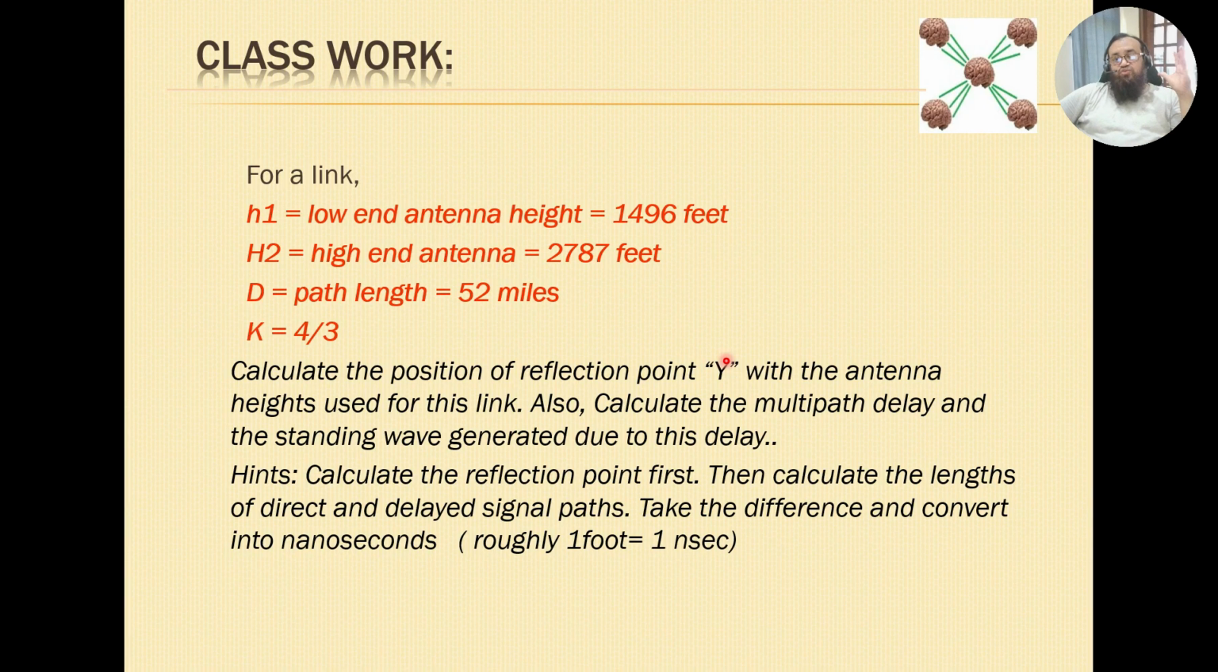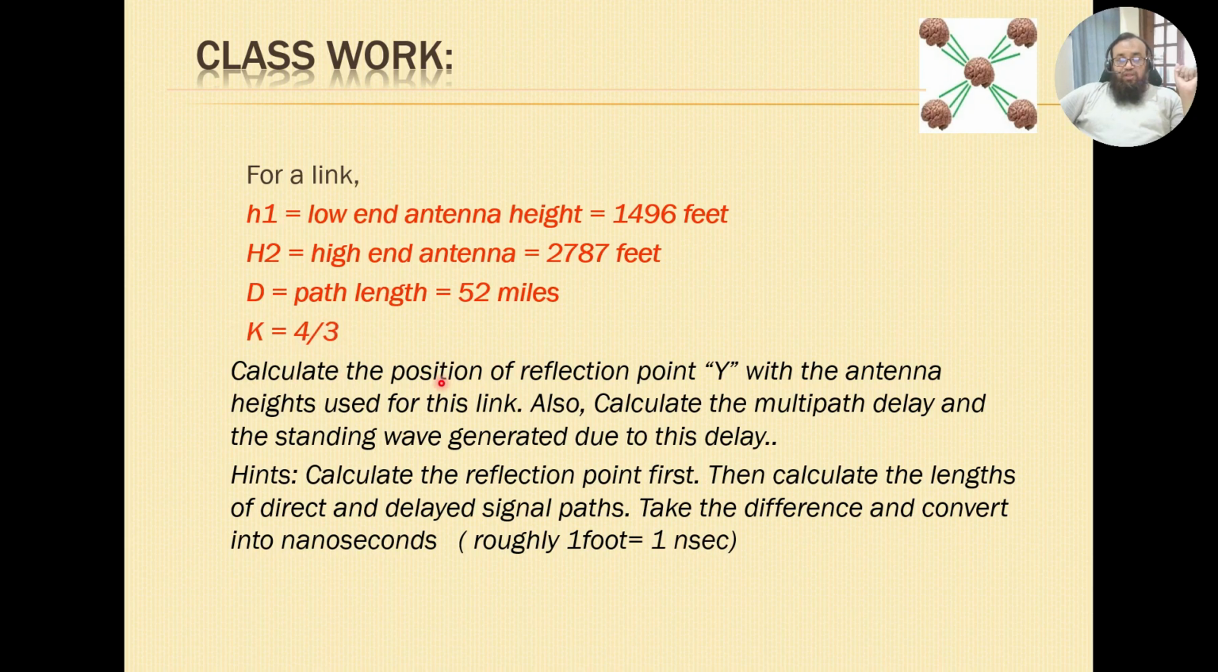So assume that we have something to solve. For example, there is a link which has one antenna or one tower. The height of the tower or height of the antenna from ground is, for example, almost 1496 feet. The second antenna is around 2787 feet. Just don't go exactly into these values, because these are bigger values, so that we at least get some numbers. So the path length is 52 miles. It's a very long path, almost 85 kilometers. The K is 4/3. K is not very significant here, but the K value is provided.